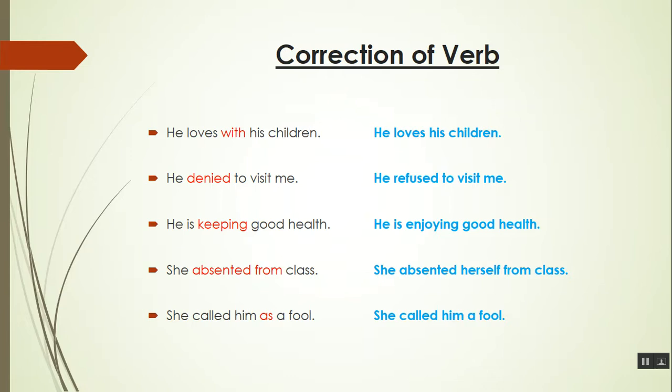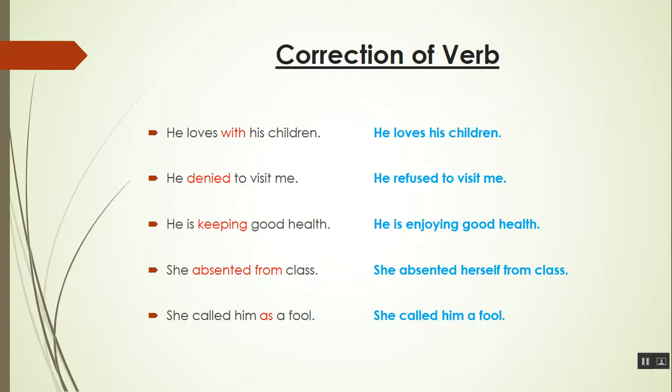Then come to the next sentence. He denied to visit me. We use two words for rejection of something: deny or refuse. If we are talking about a suggestion, we usually use refuse. And when we are talking about a fact, we use deny. So over here there is a suggestion, so we shouldn't use the word denied. We should use the word refuse. That would be alright.